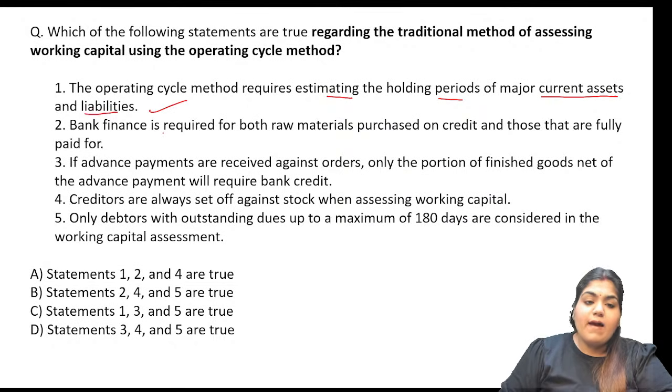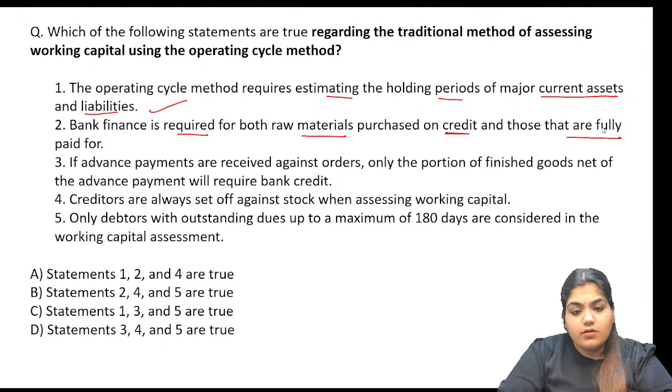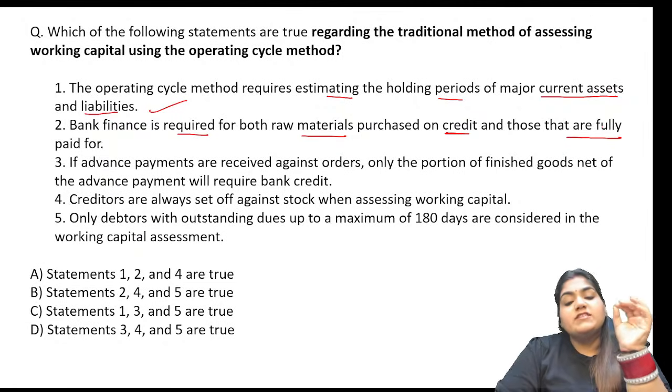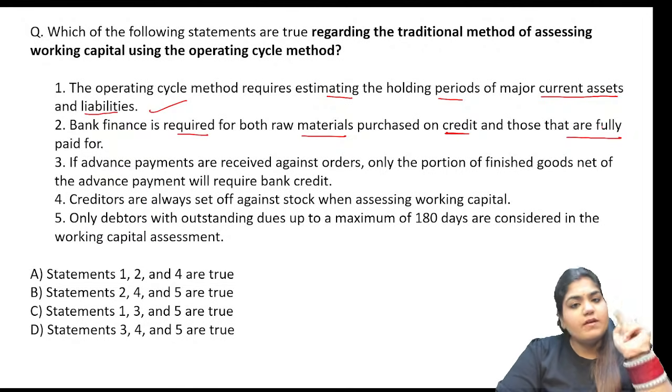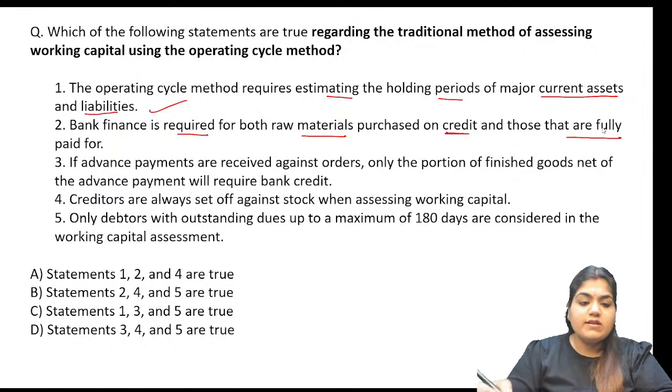Yes. The bank finance is required for both raw material purchased on credit and those who are fully paid for. Bank finance is only for the paid one. If we are buying something on credit, we are not paying that. And if we are not paying for it, we do not need money from the banks. So statement number 2 is incorrect. The moment statement number 2 got incorrect, we eliminate A and B.